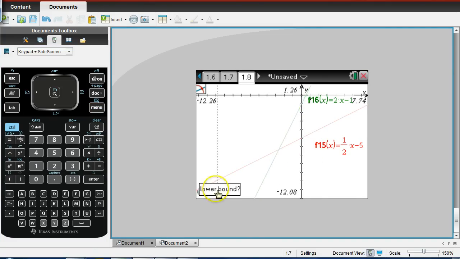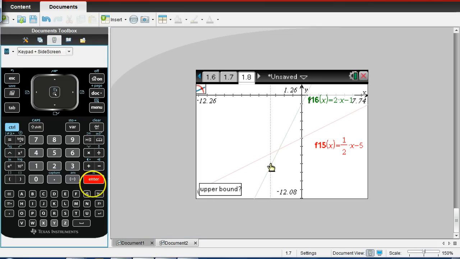Now notice down here it says lower bound. It means you want to slide this dashed line to the left of the intersection point and then hit enter on your calculator. As soon as you hit enter it changes to say upper bound. So now we're going to drag this to the right. Notice how already they say intersection. So just hit enter and you can see now that your intersection is at the point negative 2.67, or negative 2.7, and negative 6.3.